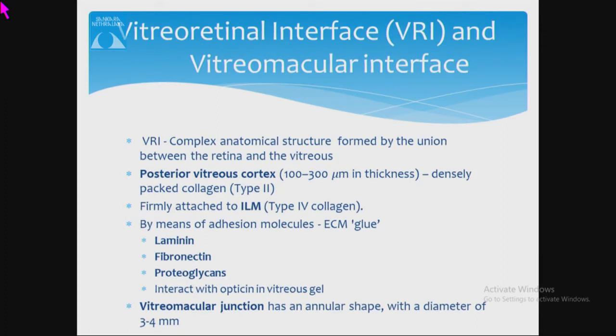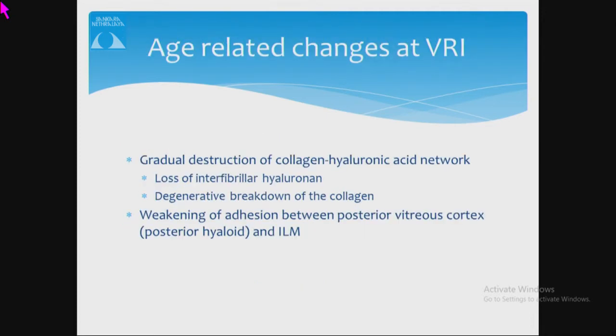The vitreoretinal interface. The vitreoretinal interface is a complex anatomical structure formed by the union between the retina and the vitreous. The posterior vitreous cortex, as discussed, around 100 to 300 microns in thickness, consists of densely packed type 2 collagen, which is firmly adherent to the type 4 collagen of the internal limiting membrane. Between these two is the extracellular matrix glue, which is composed of molecules of proteins like laminin, fibronectin, and proteoglycan. They form a gel-like substance in interaction with opticin. The vitreomacular junction has an annular shape with a diameter of 3 to 4 mm.